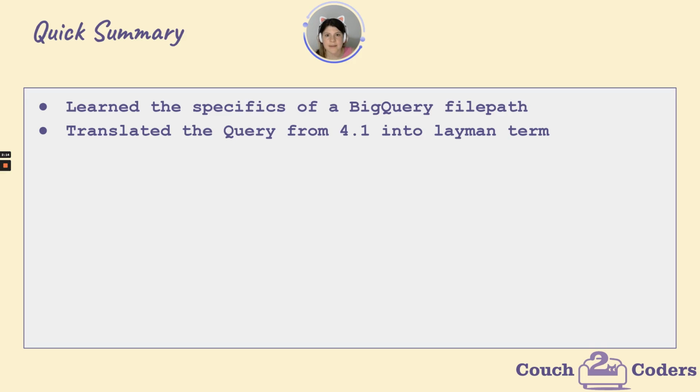This wraps up the BigQuery file path lesson. To go over what we have reviewed in this video, we have learned the specifics of a BigQuery file path, and then we also translated our query that we did in the previous video, 4.1, into easy to understand layman's terms. That wraps up this video. I'll see you next time.